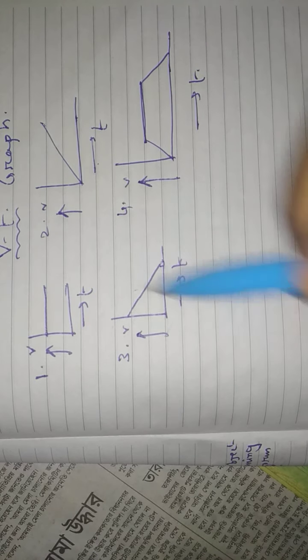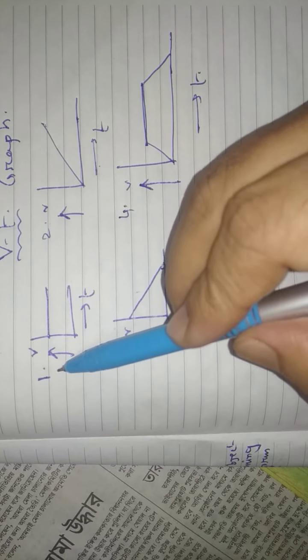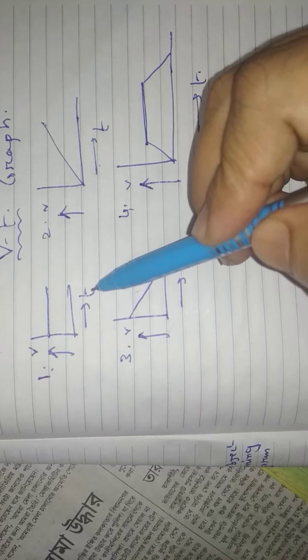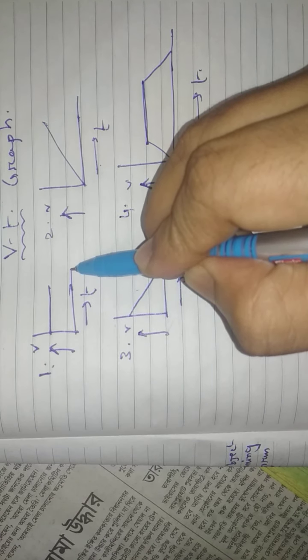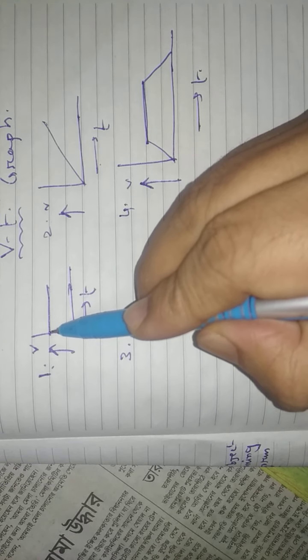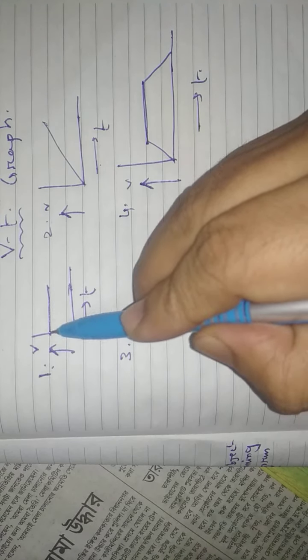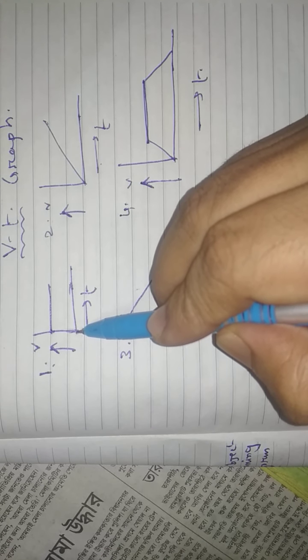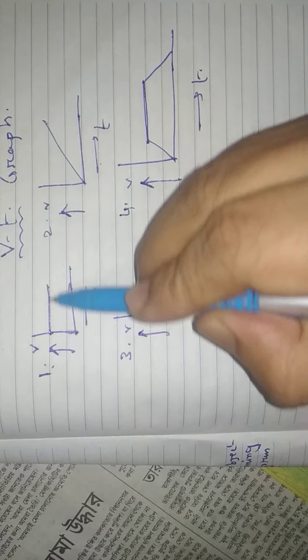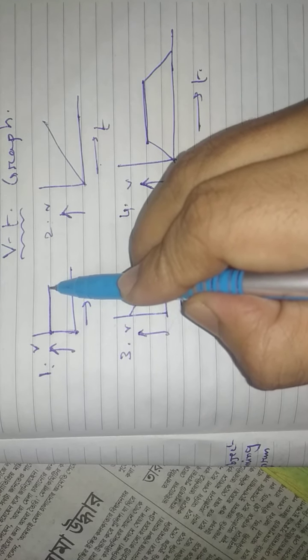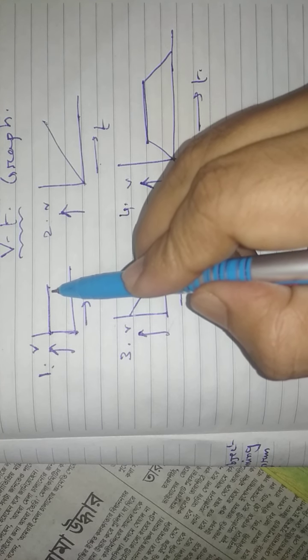Okay, let's see. Number 1, here is the velocity versus time graph of a car. Just think, the car has some velocity, this much velocity in the moving body, but the velocity is not changing. That means the object is in uniform motion, traveling with a uniform velocity.